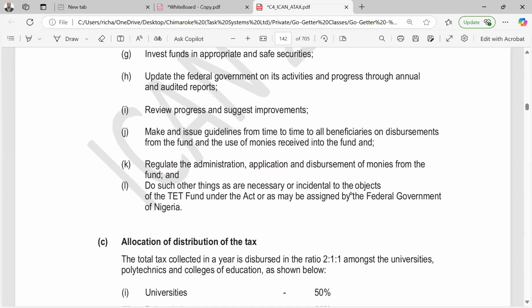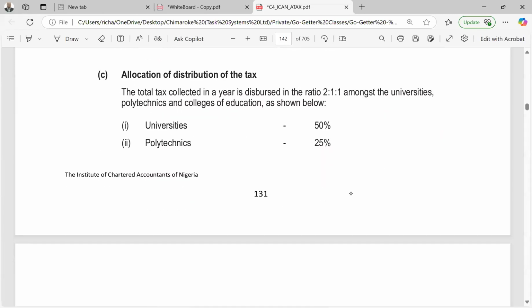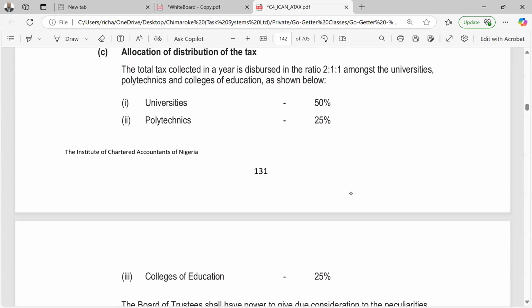Okay. Now, what is also important in this class is that after the Federal Inland Revenue Service has deducted their commission, I think it's 5%. It's 5%. So let's say they have 1 million naira. They will collect 5% of it as commission.